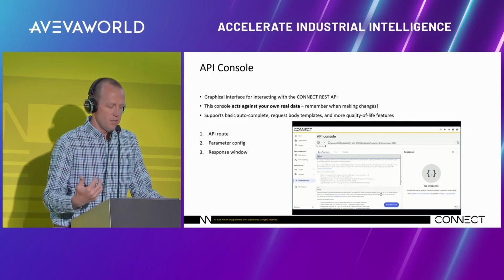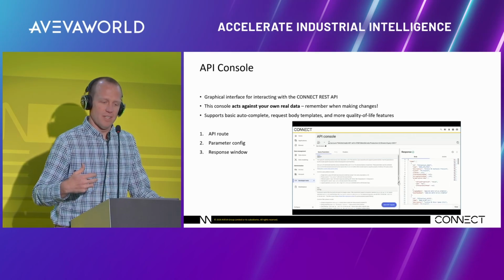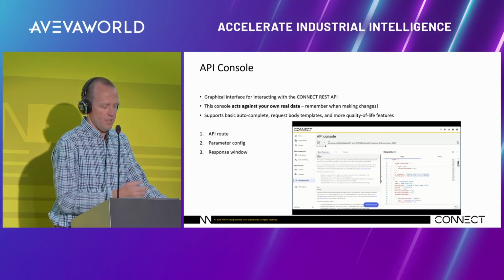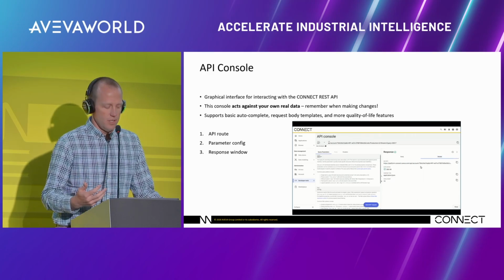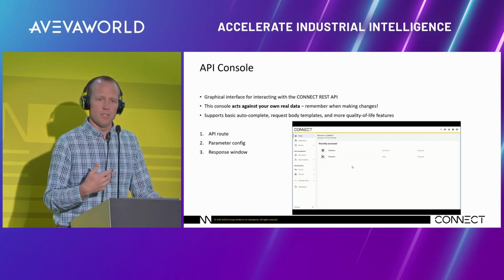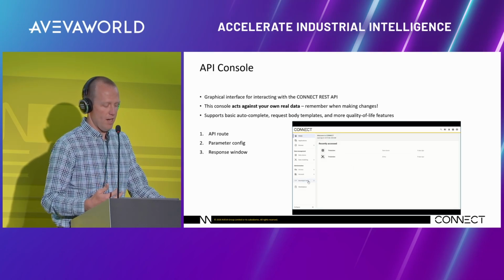The API console does support basic things like autocomplete. It's also got a REST body in there, and it's got some other quality of life things such as history, and the ability to let you see the response headers and everything that's coming back.